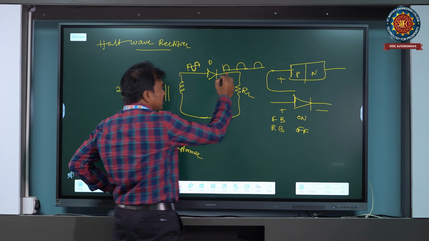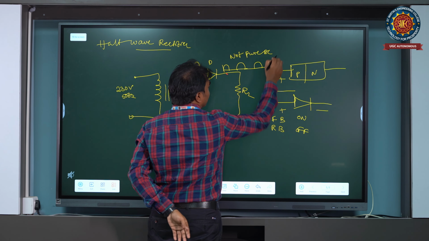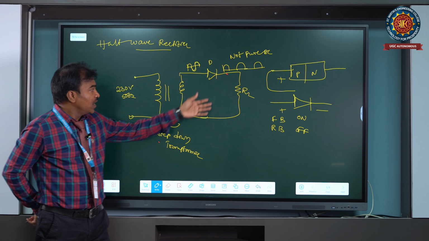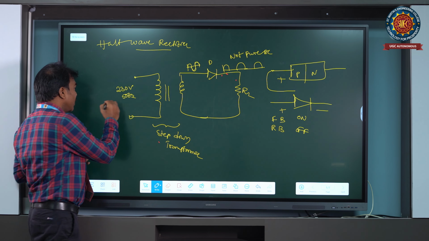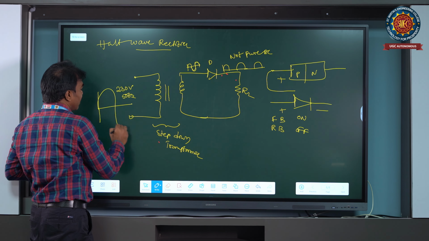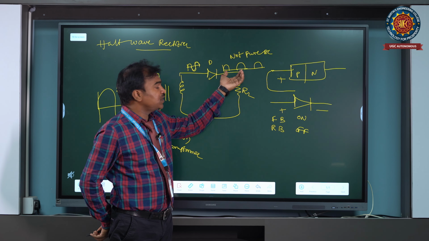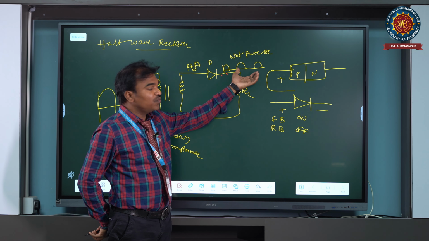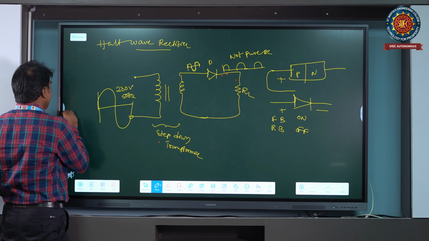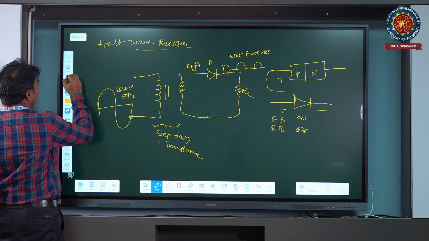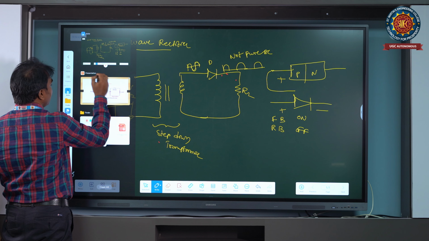This output is not pure DC. It is pulsating DC. Here the input voltage is 230 volts, high voltage, and the output of the rectifier is only the positive going pulses. Positive going pulses only. Next, what are the waveforms of that?